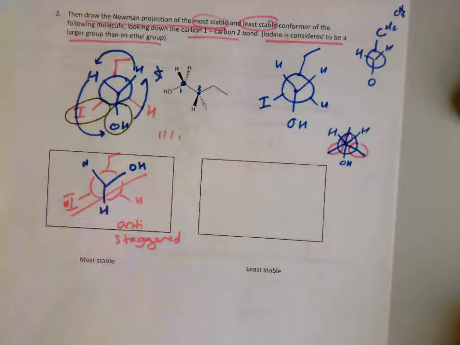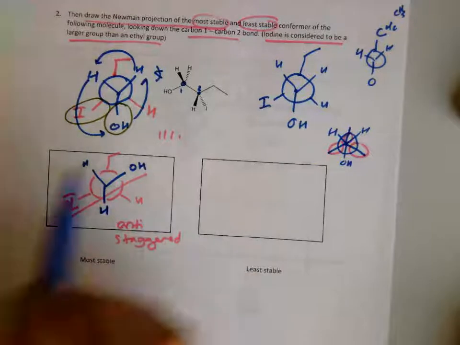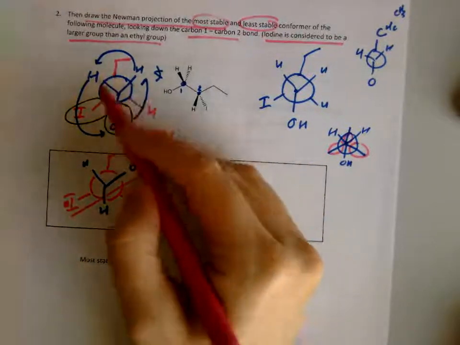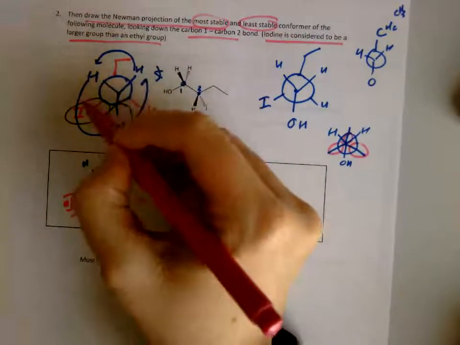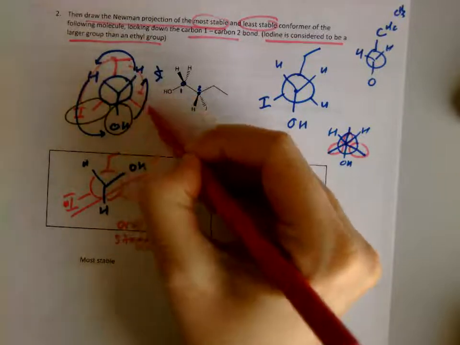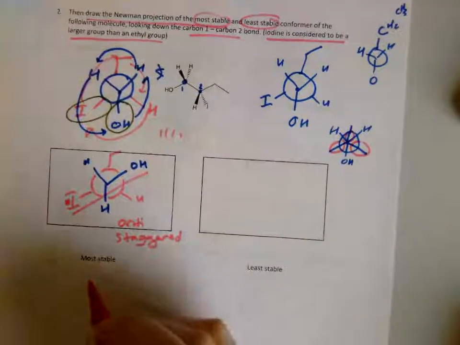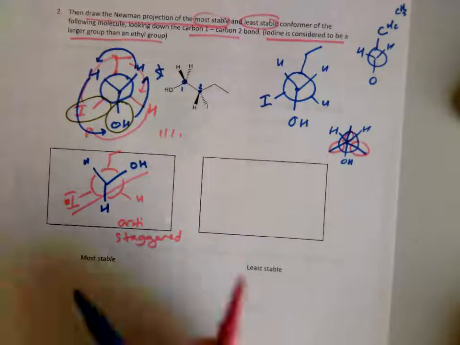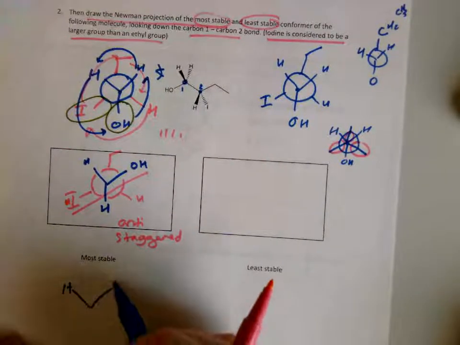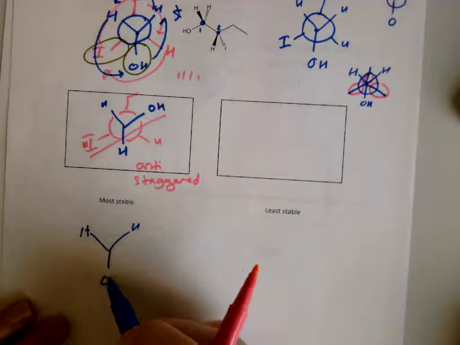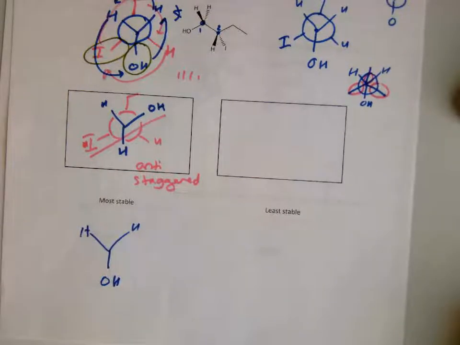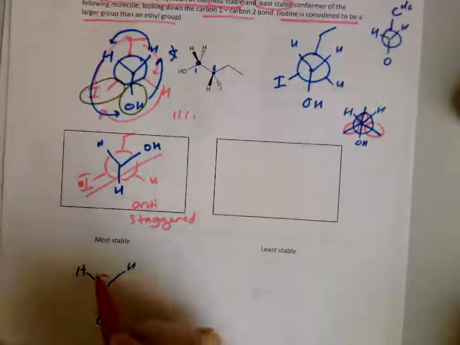But if you only got it staggered, but you didn't have the largest group anti, I gave you 0.5 for that. The other thing you can do is, instead of moving the front carbon, you can move the back carbon. So you would need to move this here and this here and this here. If you did that, your front carbon would stay the same as it was originally. Whichever one makes more sense to you, it doesn't matter. They're both correct. I would count both of these right.